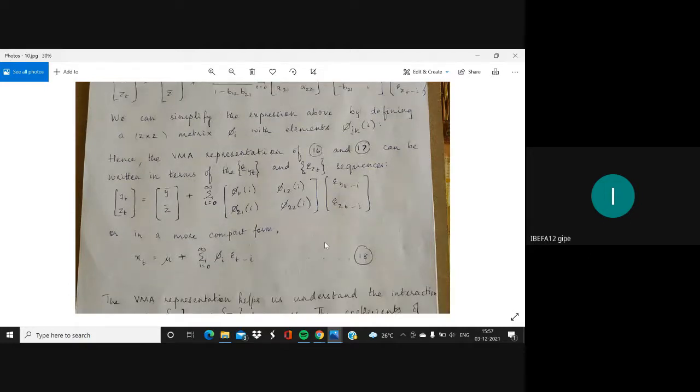Or again, if you want to express it in a more compact form, you can denote this vector by xt, the vector of means by mu. Then instead of this matrix, we can denote this entire matrix by phi i. That's how we are designating the matrix. And the vector of the structural error terms is denoted by epsilon t minus i.